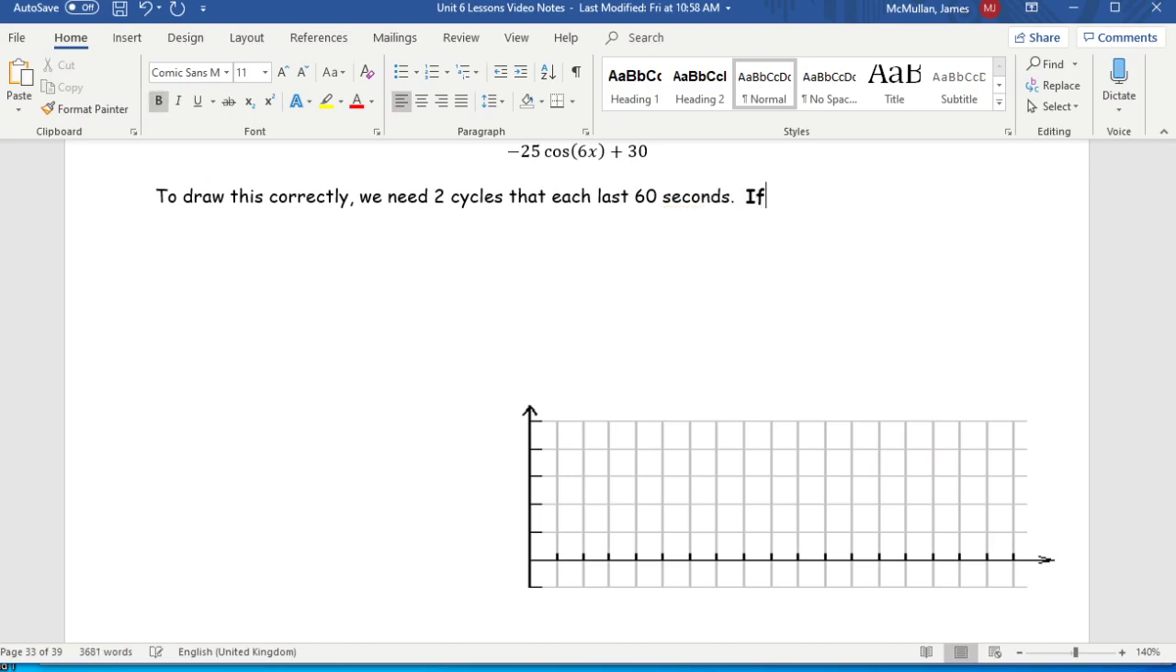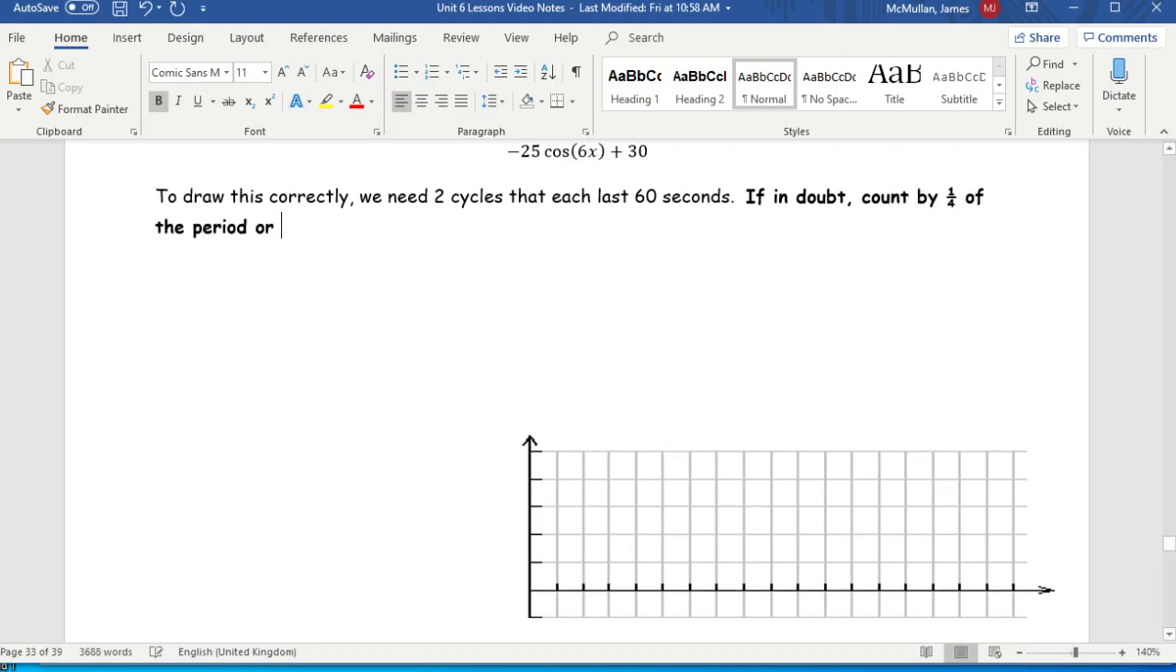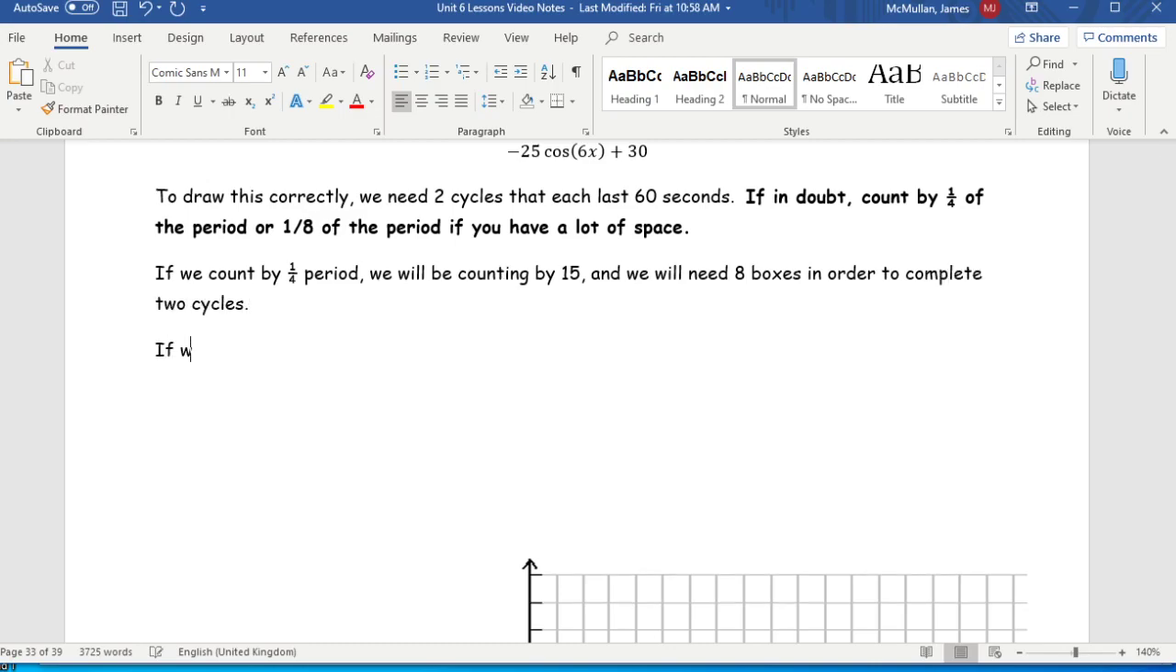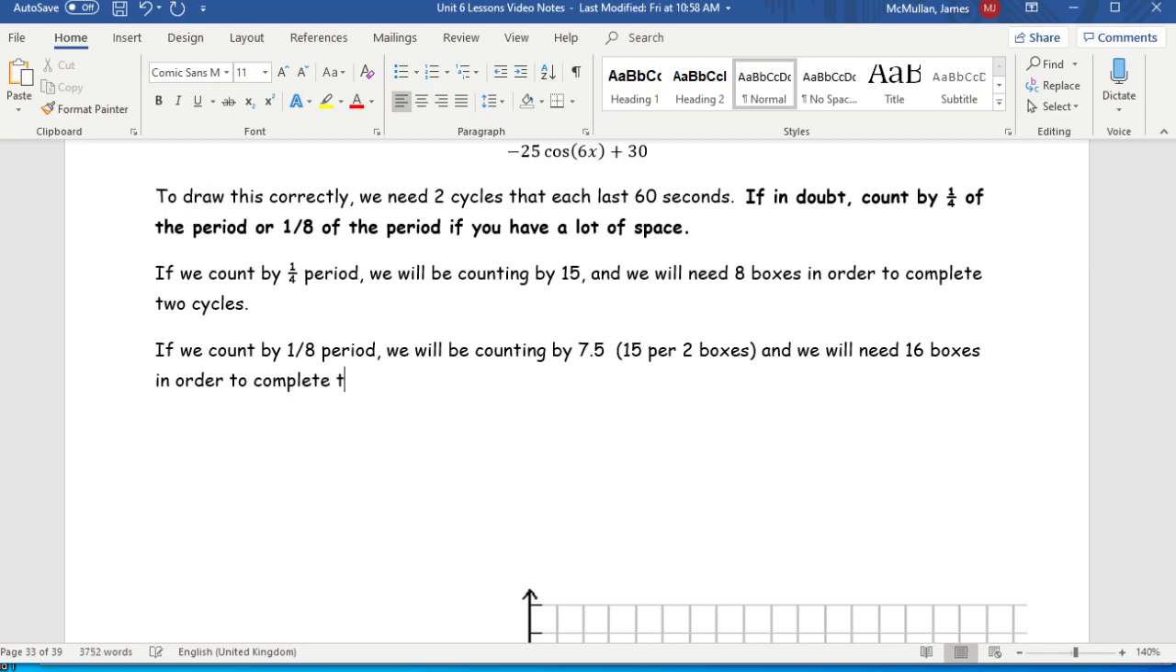Okay, if in doubt, count by 1/4 of the period or 1/8 of the period if you have a lot of space. So if we count by 1/4 period, we will be counting by 15, and we will need 8 boxes in order to complete 2 cycles. If we count by 1/8 of the period, we will be counting by 7.5, or realistically 15 per 2 boxes, and we will need 16 boxes in order to complete 2 cycles.